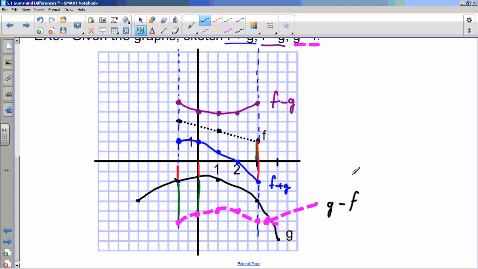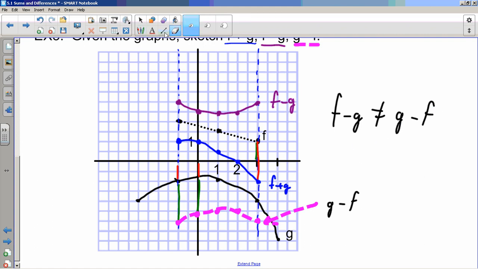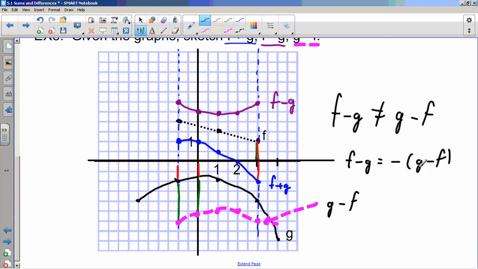G minus F. You notice something? Well, first of all, these two things are not equal. Do you see what they are, though? If I think of this axis, they're flips of each other, right? I flip it right over this axis, and I'm going to get this pink one. And in fact, I could write that. F minus G equals the flip vertically of G minus F. And if you work out the algebra, that works as well.